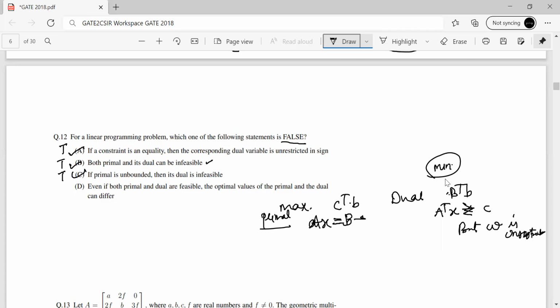Now D is trivially false. Even if both primal and dual are feasible, the optimal values of primal and dual can differ, which is not possible because the optimal values of primal and dual are the same. Okay. It is saying it can differ, so it is not possible. So option D is false.